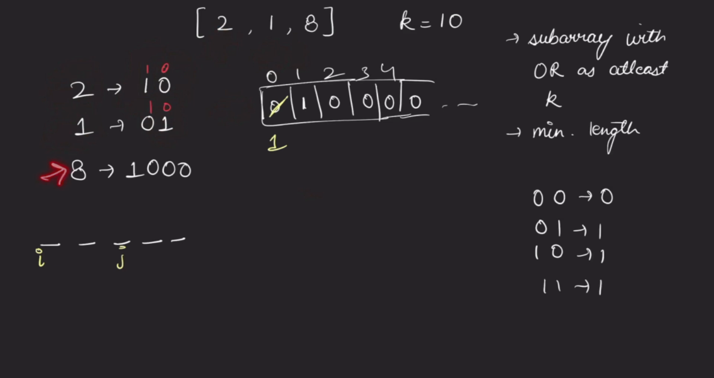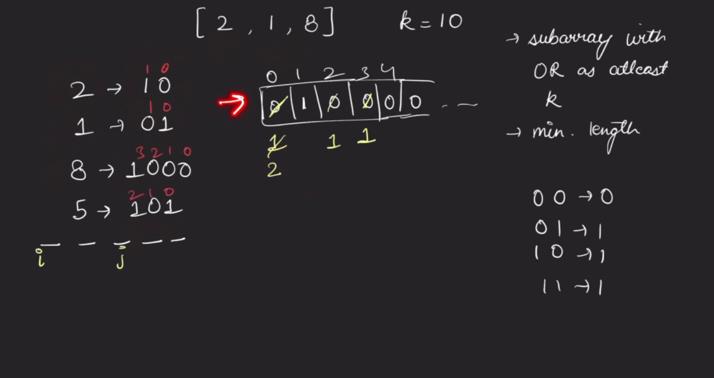Again, when you come to this 8, what will you do? This will be 0, 1, 2, 3. You'll see that at the third bit I have a 1, so in my count array I will increase the third bit by 1. Now suppose there was one more number, 5. That would be 1 0 1, so this would be 0 1 2. That means at the 0th bit I have got one more 1, and at the second bit I have got a 1. So this will become 2 and this will become 1, right?